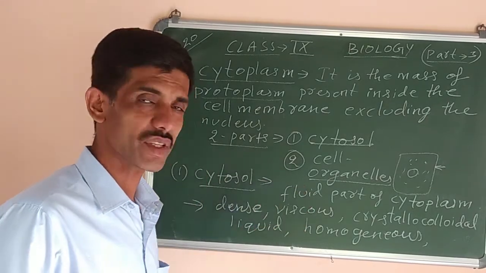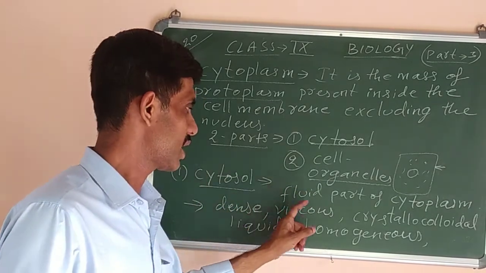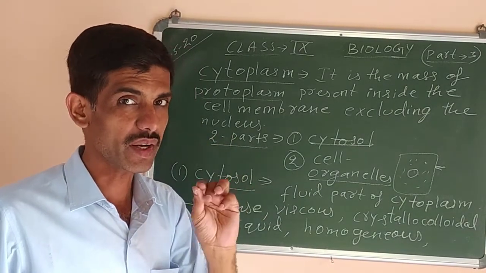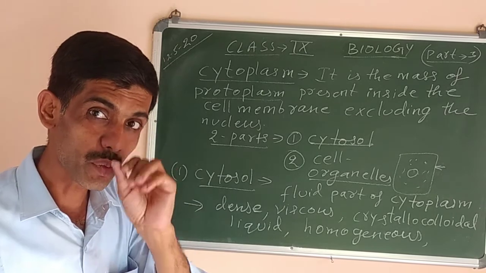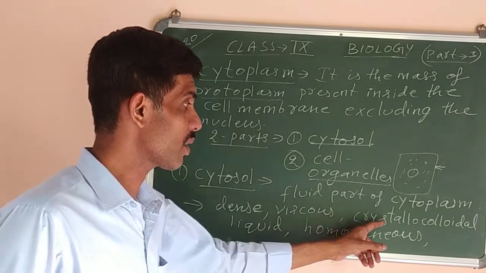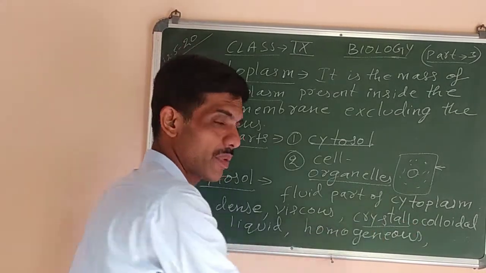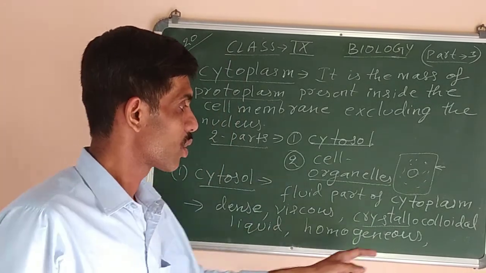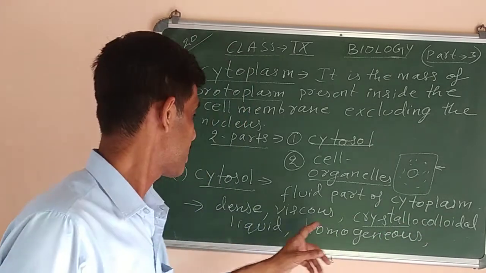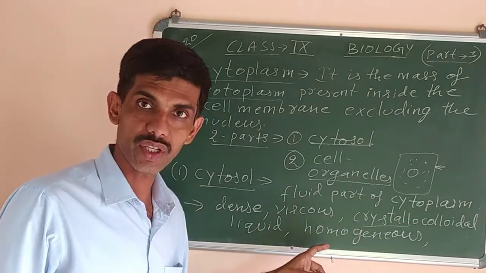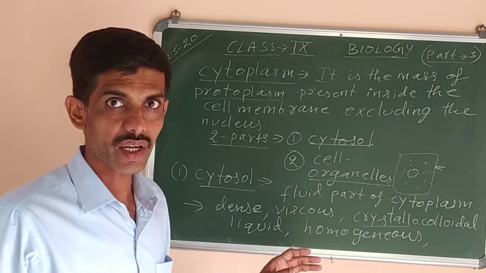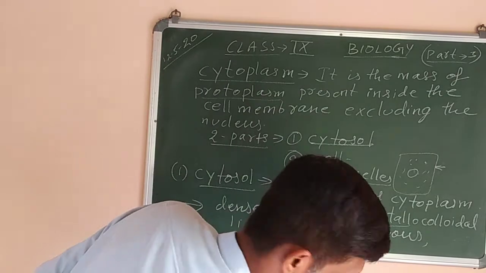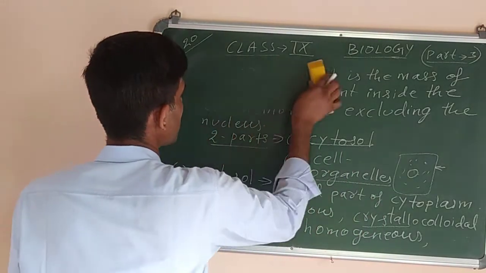It is the fluid part of the cytoplasm. It is dense. It is viscous. Viscous means thickness. Like if you take glycerin and water, water is less viscous, but glycerin is more viscous. Crystallo-colloidal means crystals, the shape of geometrical figures, just like sugar crystals. Colloidal, this one also you have read in chemistry. It is a liquid, it is homogeneous in nature, and it contains all the cell organelles which are present or suspended in it.